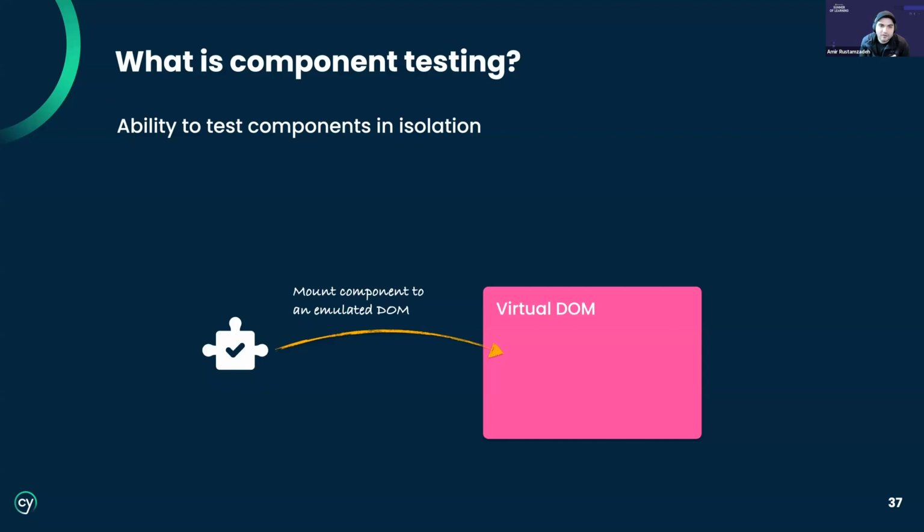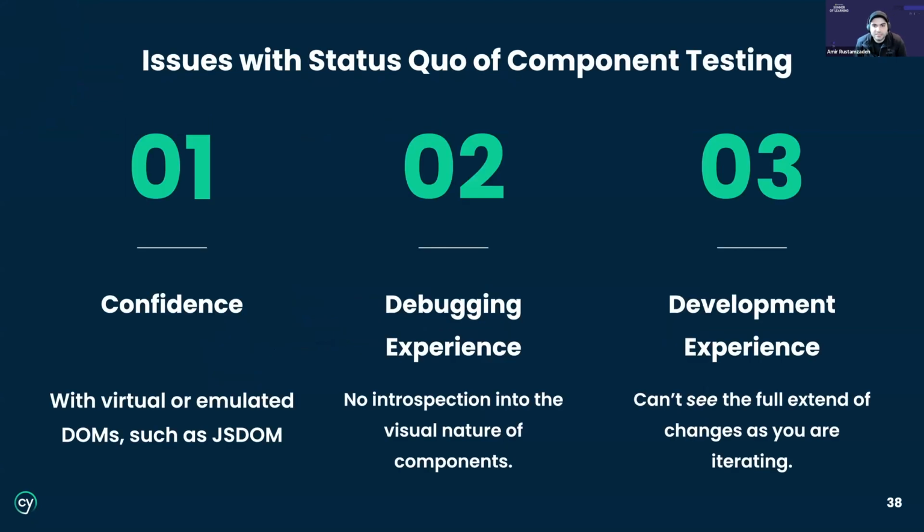And we think that things could definitely change in that regard, but we think others could also change when we're dealing with components. So from my point of view, the issue with the status quo of component testing is that we just don't have a lot of confidence around some of our tests because we are using these virtualized and emulated implementations of the DOM, and we're not testing in a real browser, which is what our users and customers are using. In addition to that, I don't think the current tooling has a really good debugging experience, right? You're not getting the same level of fidelity when you need to introspect into the visual nature of components, which is really necessary.